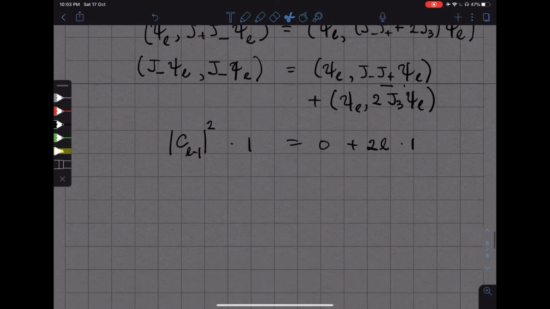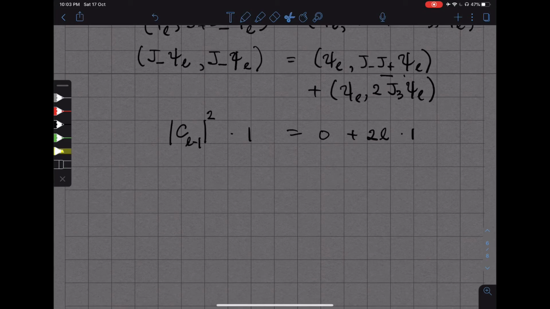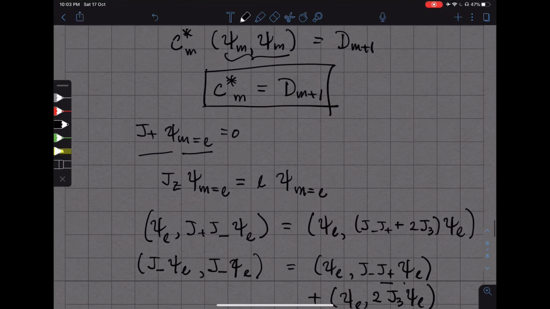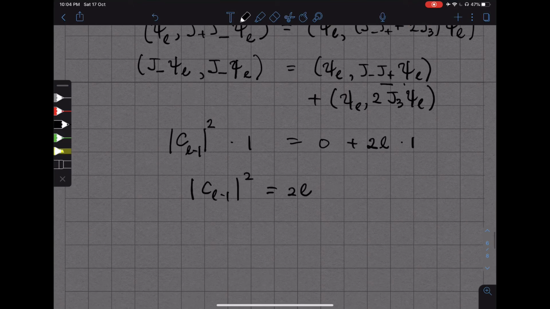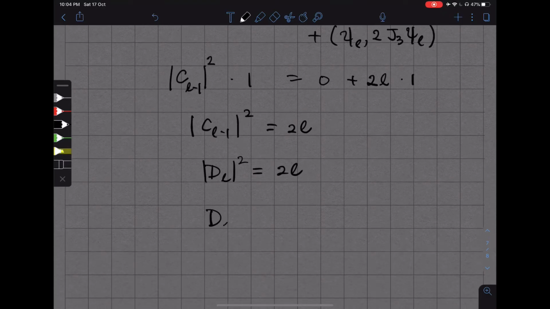So in other words, what I'm getting is that |C_L-1| squared is 2L. But remember that C star of L is equal to D_(L+1). So that means we'll get D_L squared is 2L, and therefore we can choose the value of D_L to be square root of 2L. So this is one of our results.